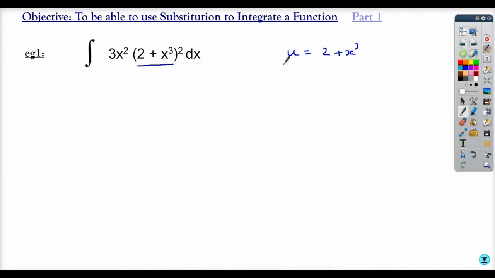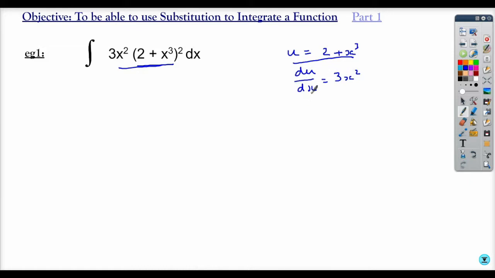Now, I'm going to do two things. First of all, I'm going to differentiate this part here, this u. Then I'm going to replace within my function the 2 plus x cubed with u. So I'm going to differentiate this first, so I'm going to find du dx. 2 disappears, x cubed differentiates to 3x squared.